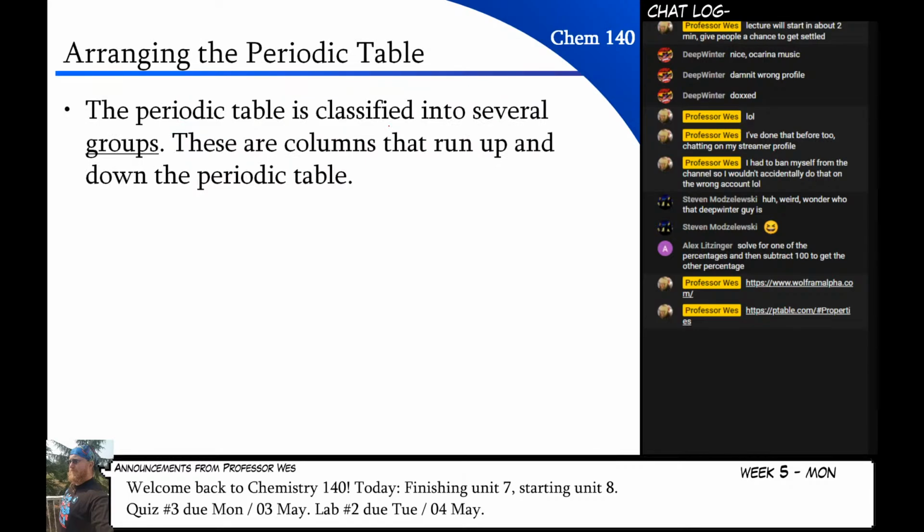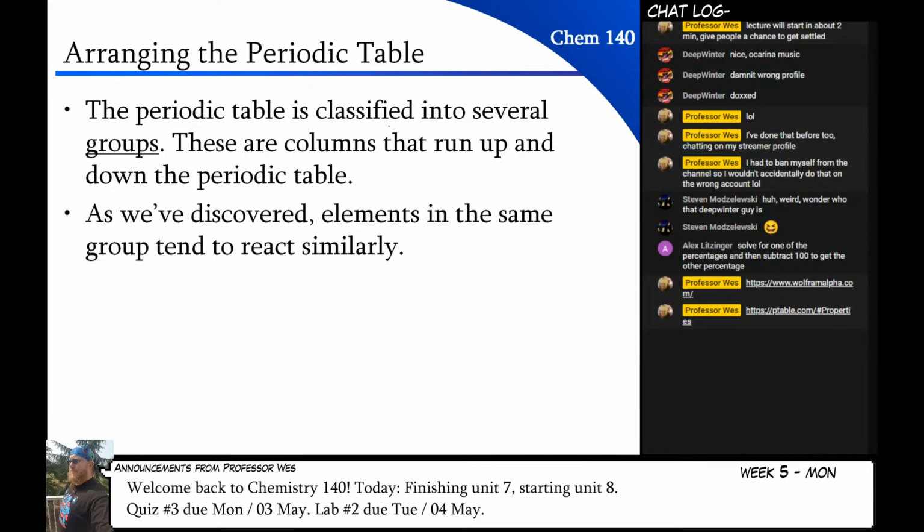So we're going to assign every column a group number, with the exception of those two rows at the very bottom. They don't have a group number because they're kind of an exception. Groups run up and down. Any element that is within a group behaves similarly to other members of its group, though the speed at which the reaction goes can be different. We're going to discuss why that is more in Chem 161. We talk about ionization energy and quantum mechanics and electron configurations and things like that.